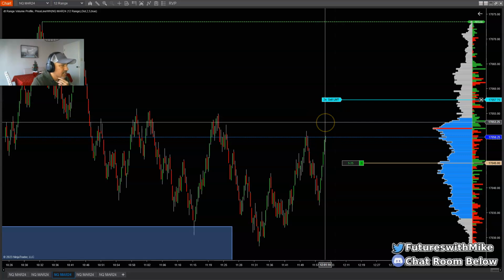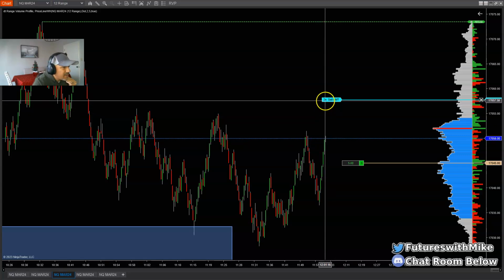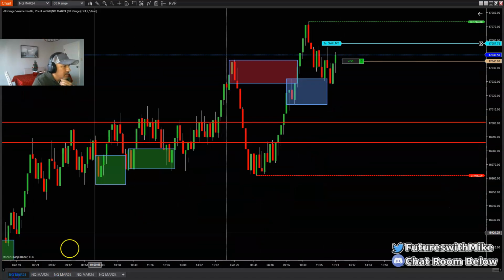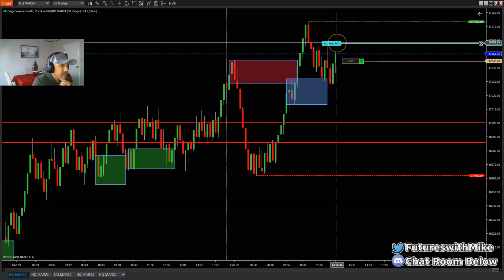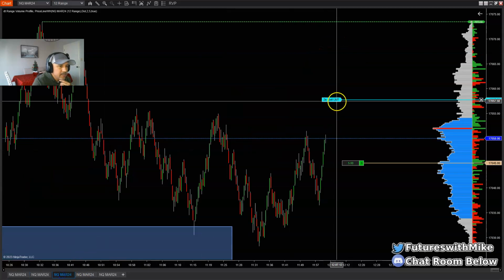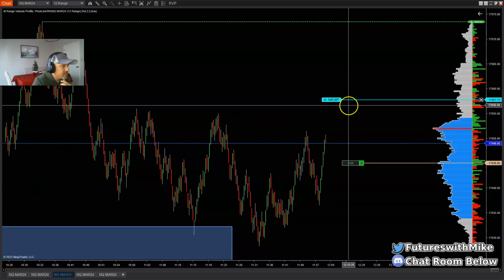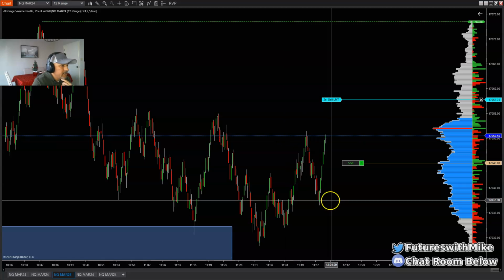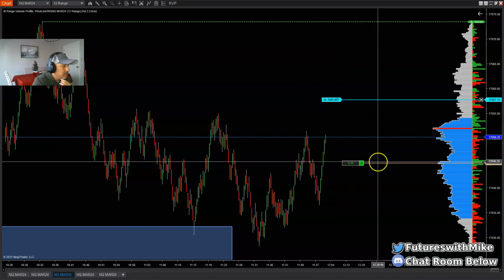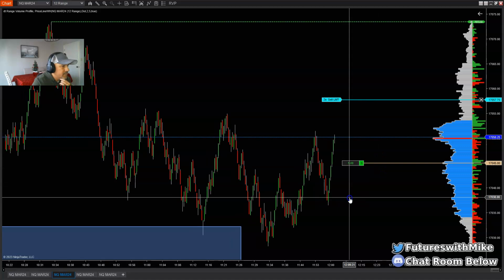I'm in with 3 contracts, so I'm going to take my first 2 out if we can get there, to fill this imbalance right at 58 and a quarter. Then I'll let the last contract decide where it's going to go. I'll ride it and trail it. So we'll see if we can get filled here on this position.